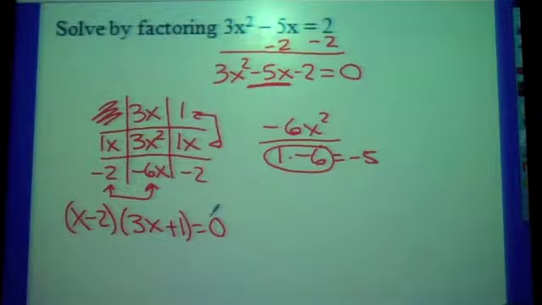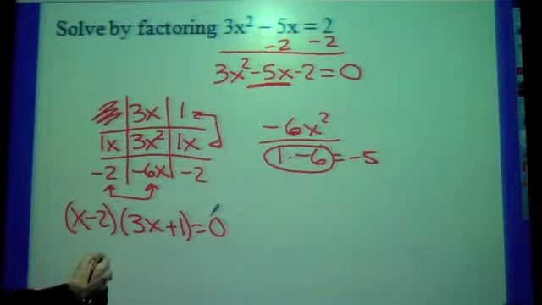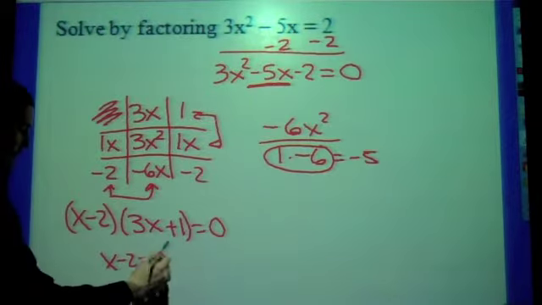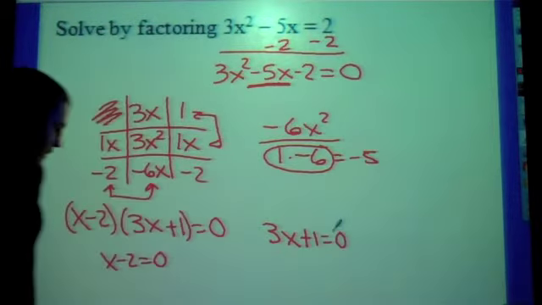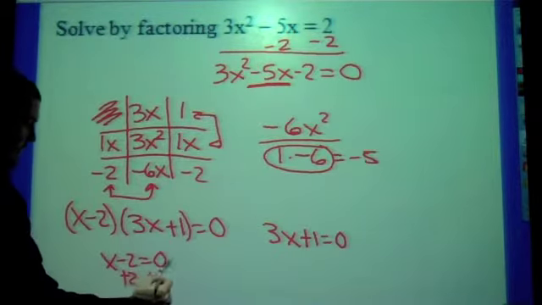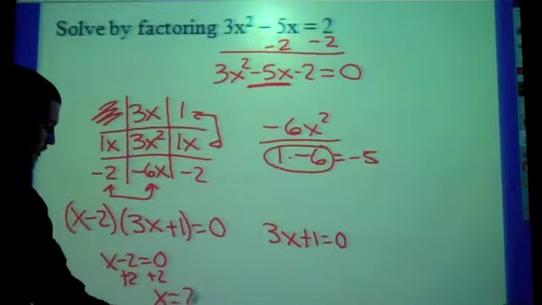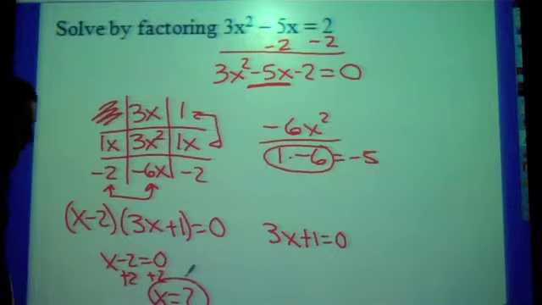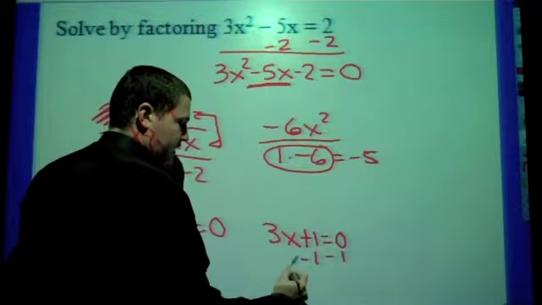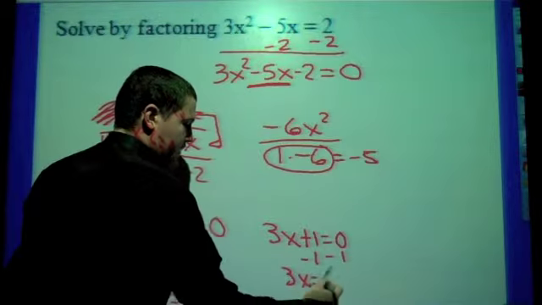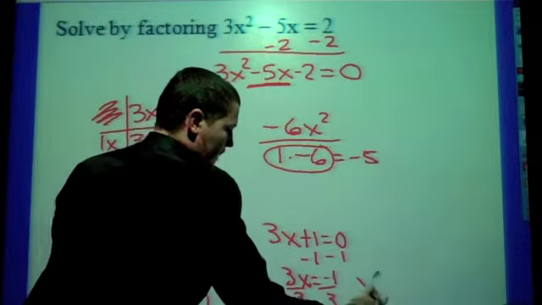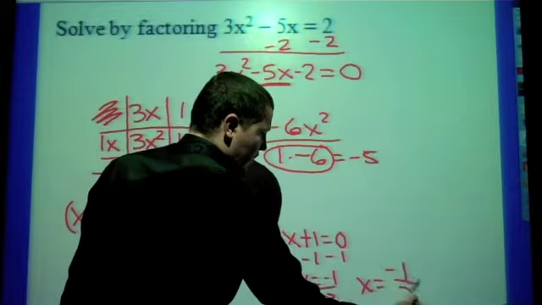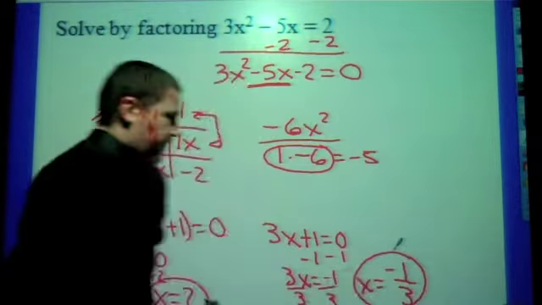So then we take each one of these factors and make them equal 0. So x minus 2 equals 0 and 3x plus 1 equals 0. Add 2 to both sides. x equals 2. Subtract 1 from both sides. 3x equals negative 1. Divide by 3. And x equals negative 1 over 3, or negative 1/3.